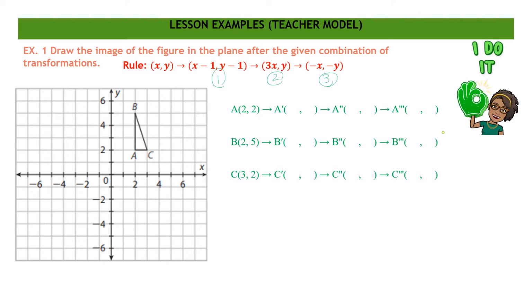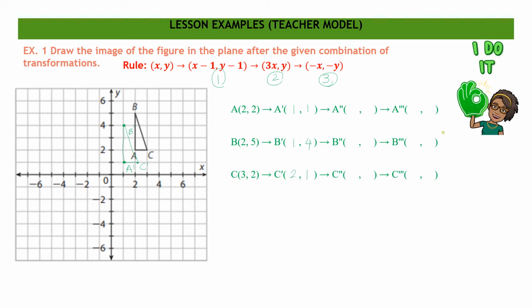A to the left and down would be here, and that's our A prime. B to the left and down would be here as B prime, and C to the left and down would be here as C prime. And this is our first transformation. So let's go ahead and document those points. A prime we have as (1, 1). B prime we have as (1, 4). And C prime we have as (2, 1).